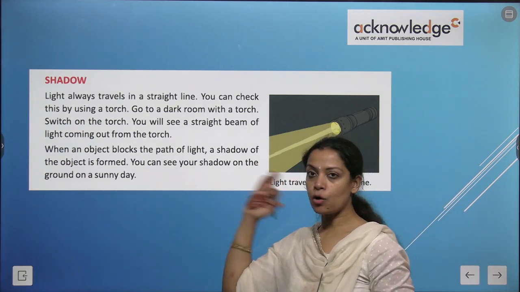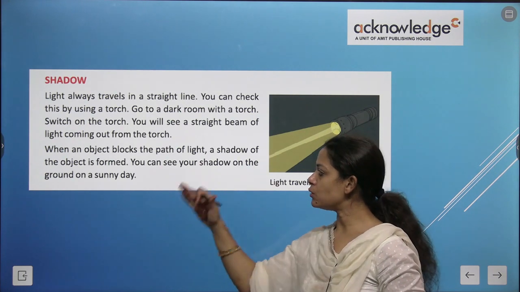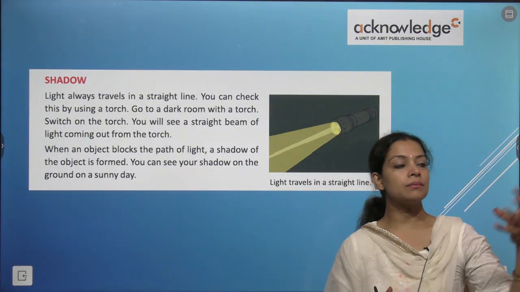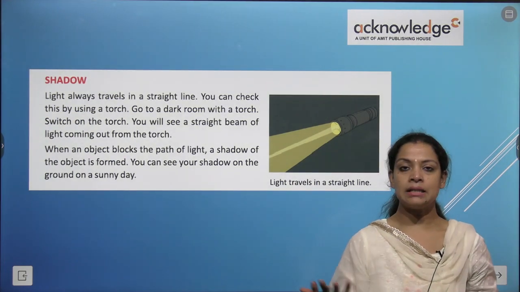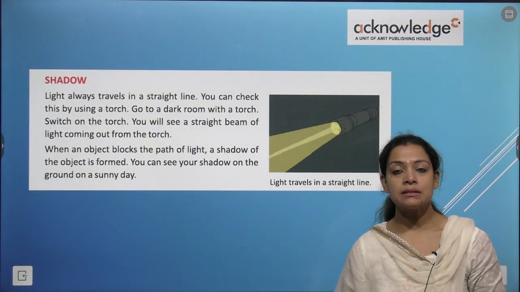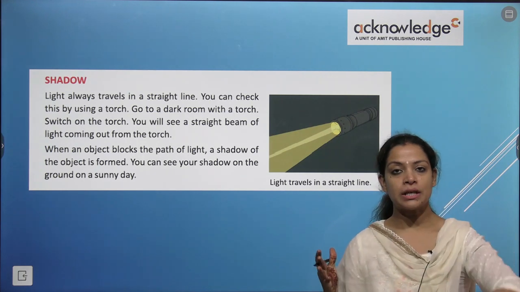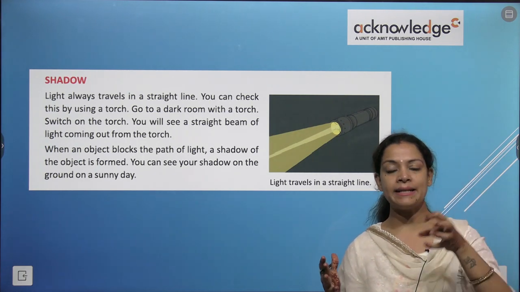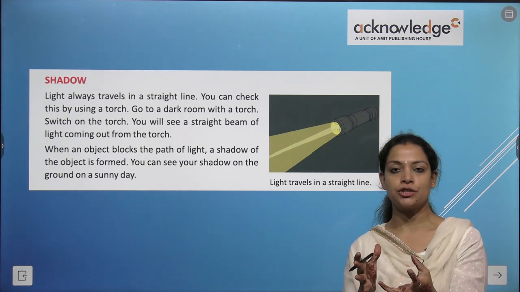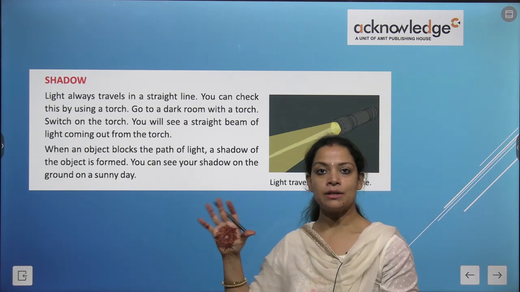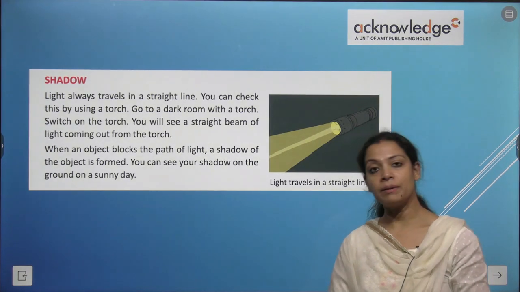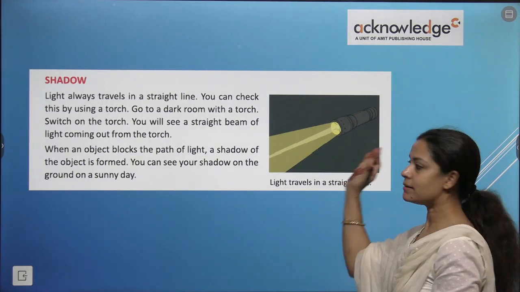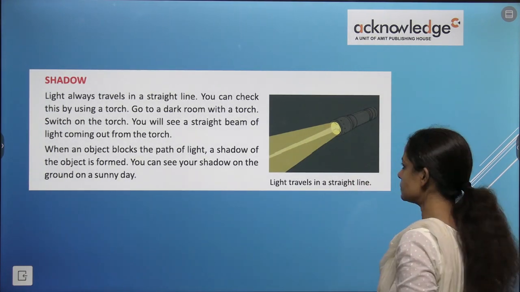When an object blocks the path of light, the shadow of the object is formed. अब हम सबको अपना shadow दिखता है under the sun or in any light area. So how do we see this? When there is an obstruction, एक कोई light के path में if there is some obstruction, so at that time a shadow is created, and you can see your shadow on the ground on a bright sunny day. So this is light traveling in a straight line.